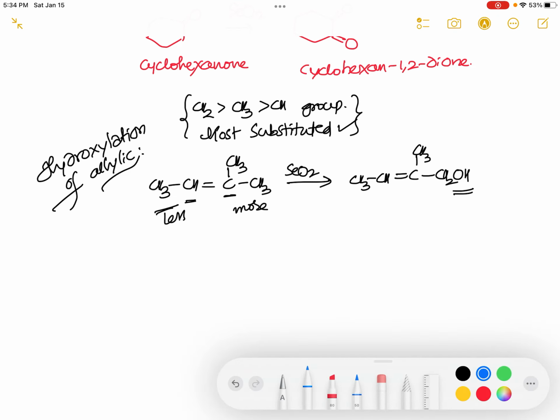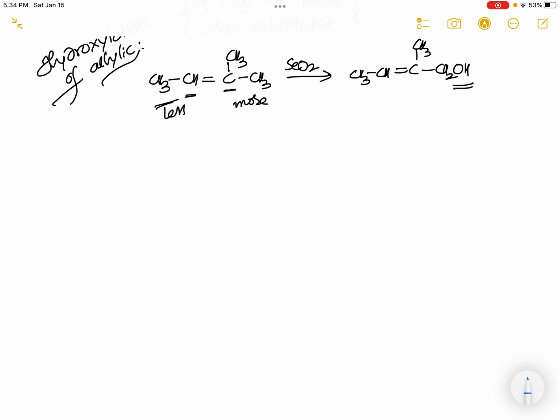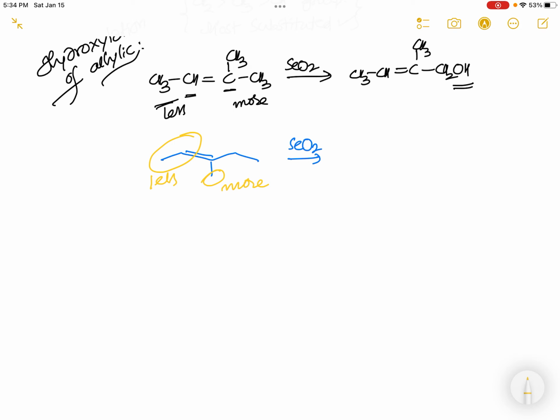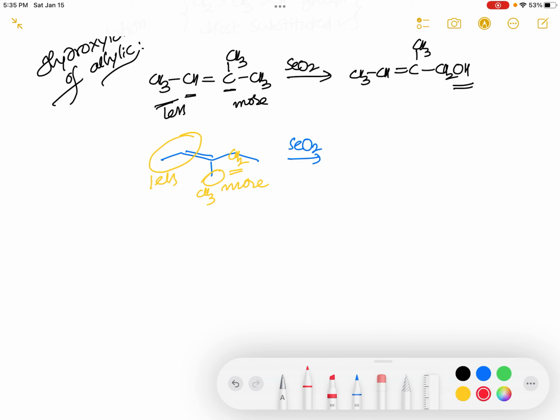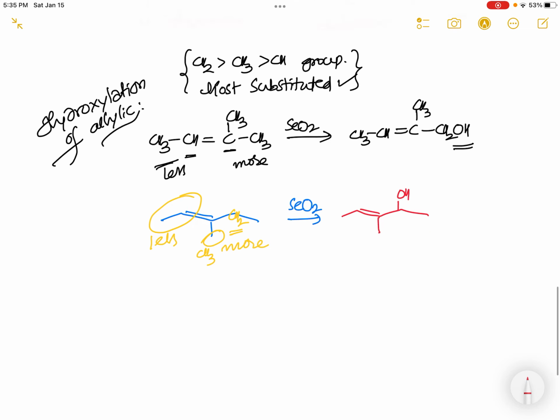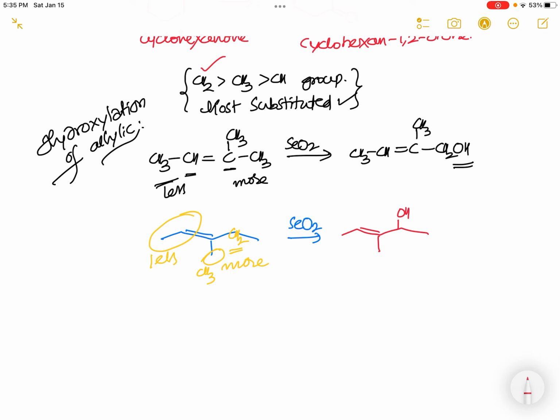See one more example. If you are having 5 carbons, double bond is here and this is having methyl. Now if you want to go for selenium dioxide, in this case double bond, this is less substituted, this is more substituted. In this it is methyl group and this is CH2 group. Which part you expect? Yes, exactly. Here OH comes. This is what we are saying. CH2 first hydroxylated, then CH3.